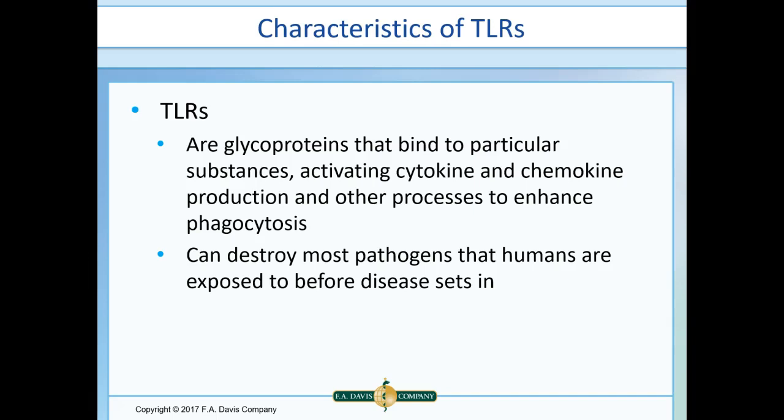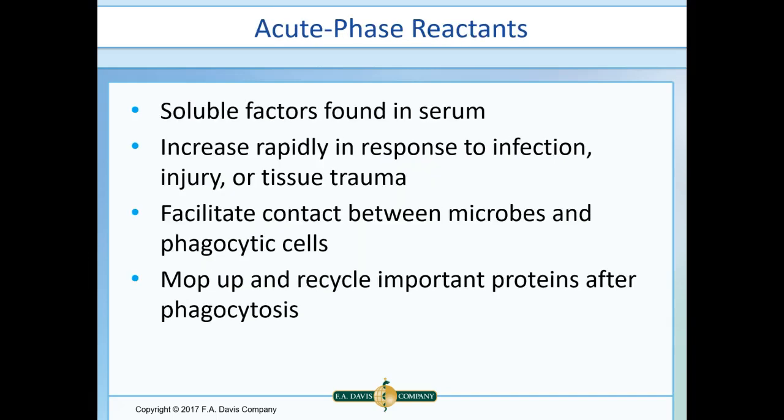And it can destroy most pathogens in humans that are exposed before the disease sets in, as long as the disease isn't too overwhelming. Next, we'll talk about some of the acute phase reactants. These are soluble factors found in serum. They increase rapidly in response to infection, injury, or tissue trauma. Now, these are not very specific. They're sensitive, but not specific.